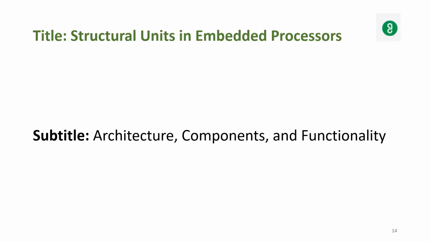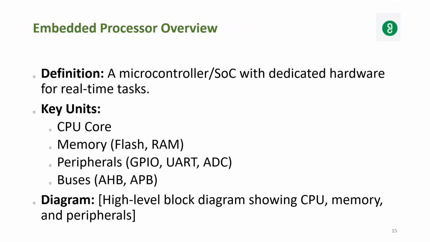Structural units in embedded process. The basic definition is that a microcontroller or SoC with dedicated hardware for real-time tasks is used. The key units we use are the CPU core. In case of memory, we use flash memory or RAM. Peripherals, we use GPIO, UART, and ADC. In case of buses, we use AHB or APB.